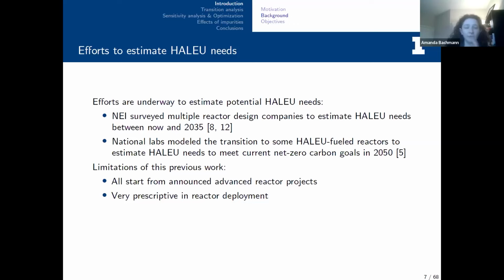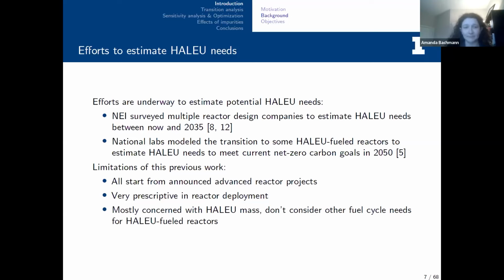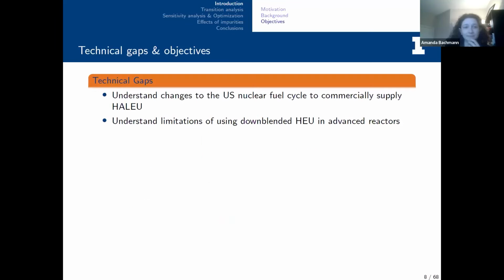And as hopefully we'll get to with some of this work, that's always a limitation. How you deploy these reactors, and which reactors you deploy, is really going to affect your fuel cycle needs. They're also really just concerned with that HALEU mass, and what is that mass of enriched uranium that we need. They don't really consider other fuel cycle needs, such as that SWU capacity that you need or how much natural uranium you're going to need. So a little bit narrowed in their focus.